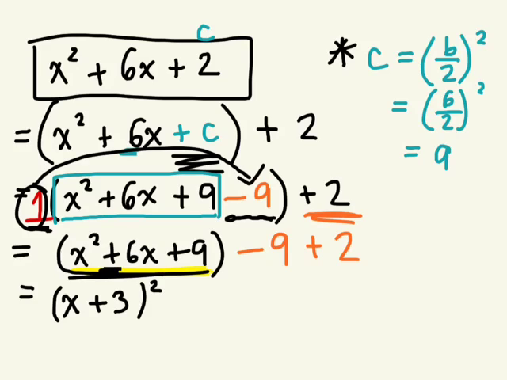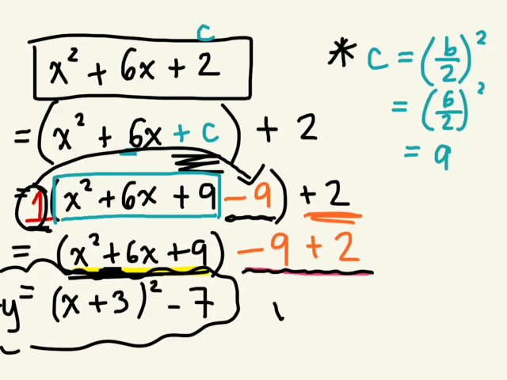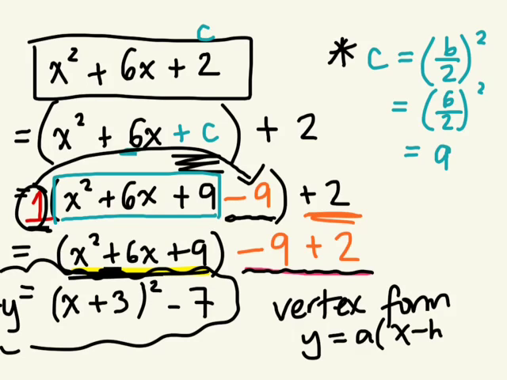And then it's minus 9. Negative 9 plus 2. What's negative 9 plus 2? We're simplifying this. Negative 9 plus 2 is negative 7. This is vertex form. This is in vertex form: y equals a(x minus h) squared plus k.